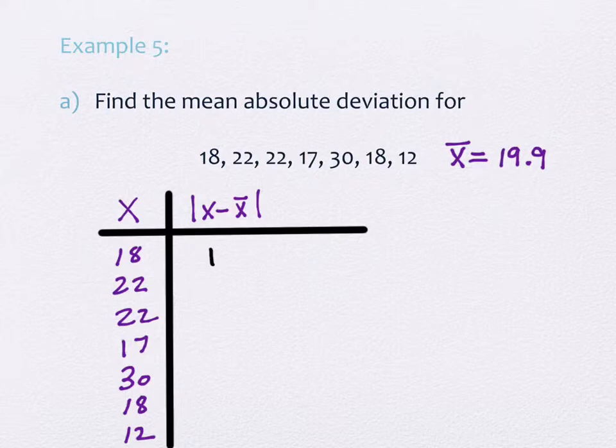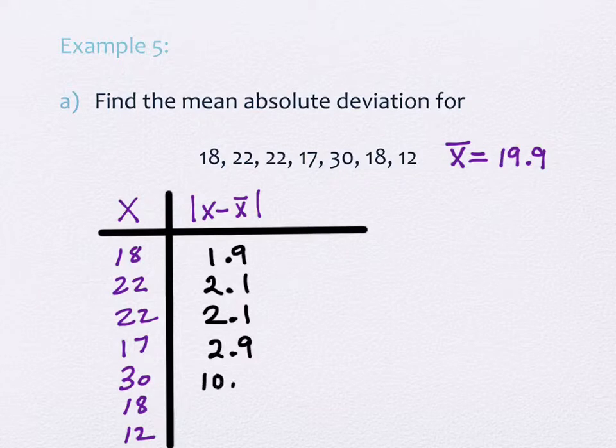It's 1.9. How far away is 22? And if you want to grab your calculators, you can. I'm just sort of throwing it out there as an option. How far away? 2.1. Yeah, the 22 this time is bigger than the 19.9. And I've got 2 of those, so I've got another 2.1. How about 17? Yep, that's 2.9. 30? 10.1. I have another 18. I already had that, so that's 1.9. And I have 12.